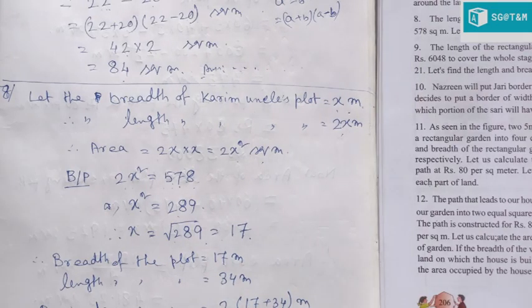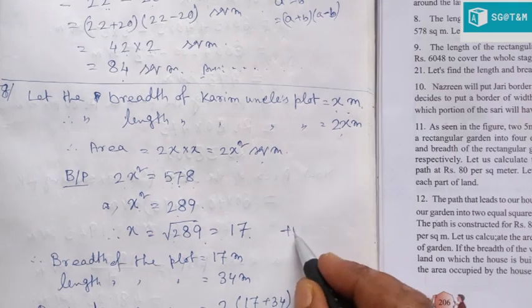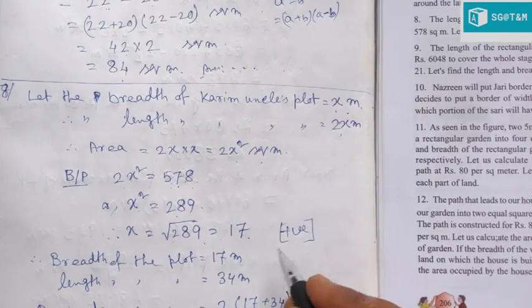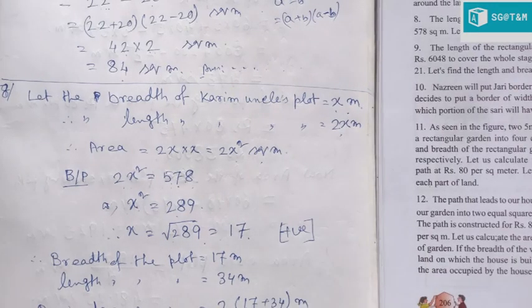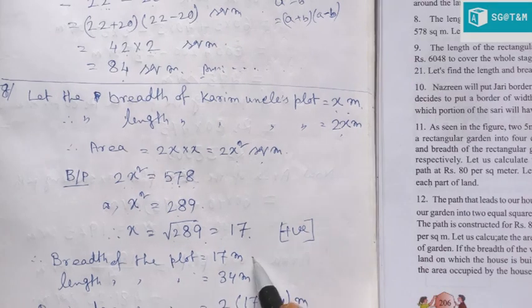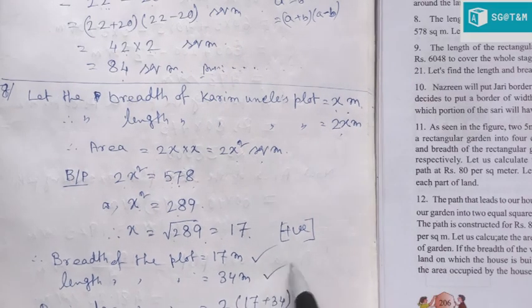But the length or breadth of a rectangle must be positive, so we take the positive sign only. What is the reason? Since it is length. Therefore the breadth of the plot is 17 meter, and therefore the length is 34 meter.